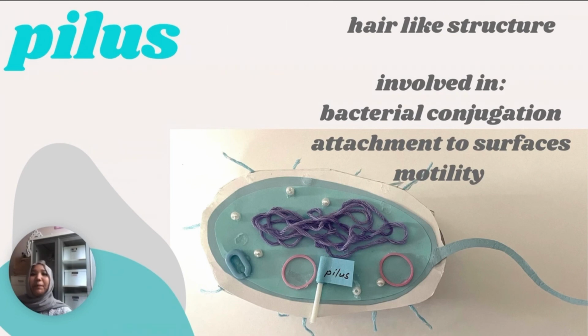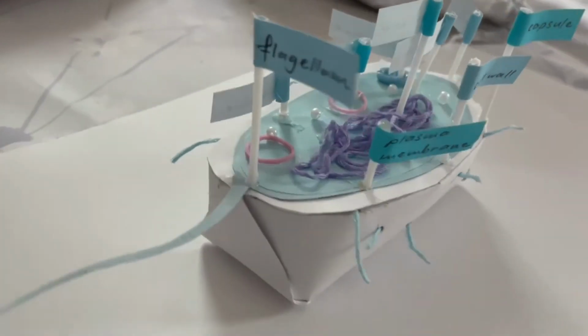And lastly, we have the pilus, which is a hair-like structure involved in bacterial conjugation, attachment to surfaces, and motility. This is how the model looks after it's labeled.